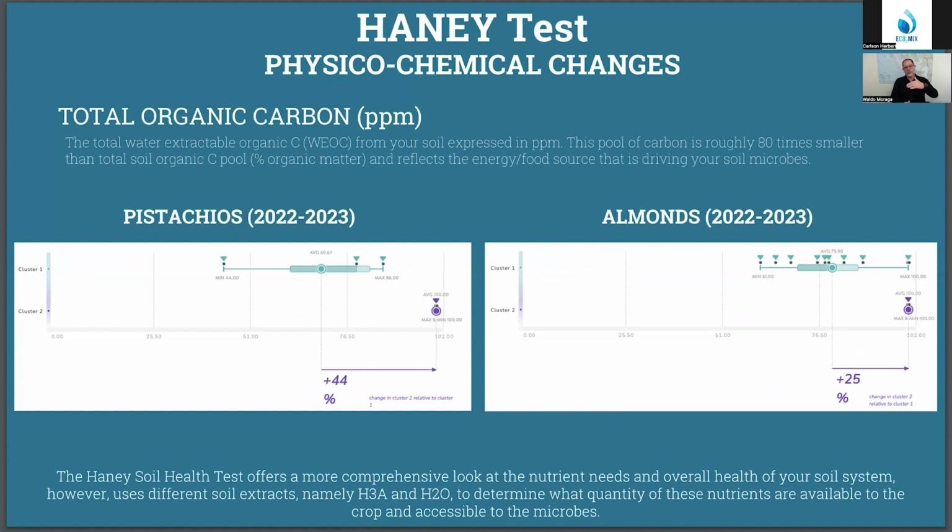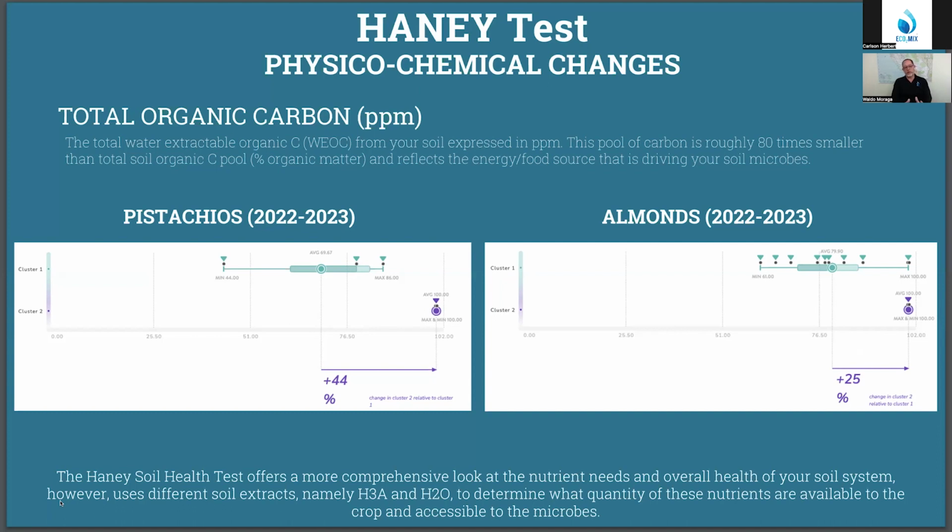And now I'm going to move to a more familiar test. The second group is the result of a Haney test. This test, instead of using water extract, uses an acid named H3A.